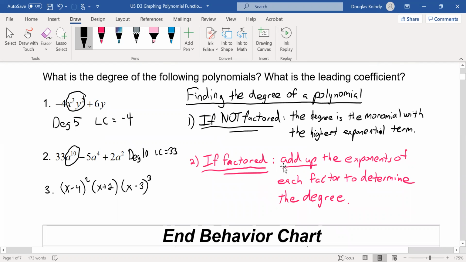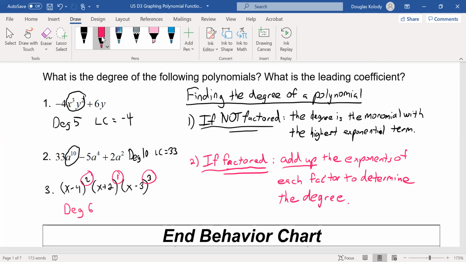So if the polynomial is factored, you are going to add up the exponents of each factor to determine the overall degree. So actually what I'm going to do is use a different colored pen here. I'll go with red because that's what I had right here. This is an exponent of 1. And if I add up the 2, the 1, and the 3, 2 plus 1 plus 3 is 6. So the degree of this polynomial is 6. It's a 6th degree polynomial.